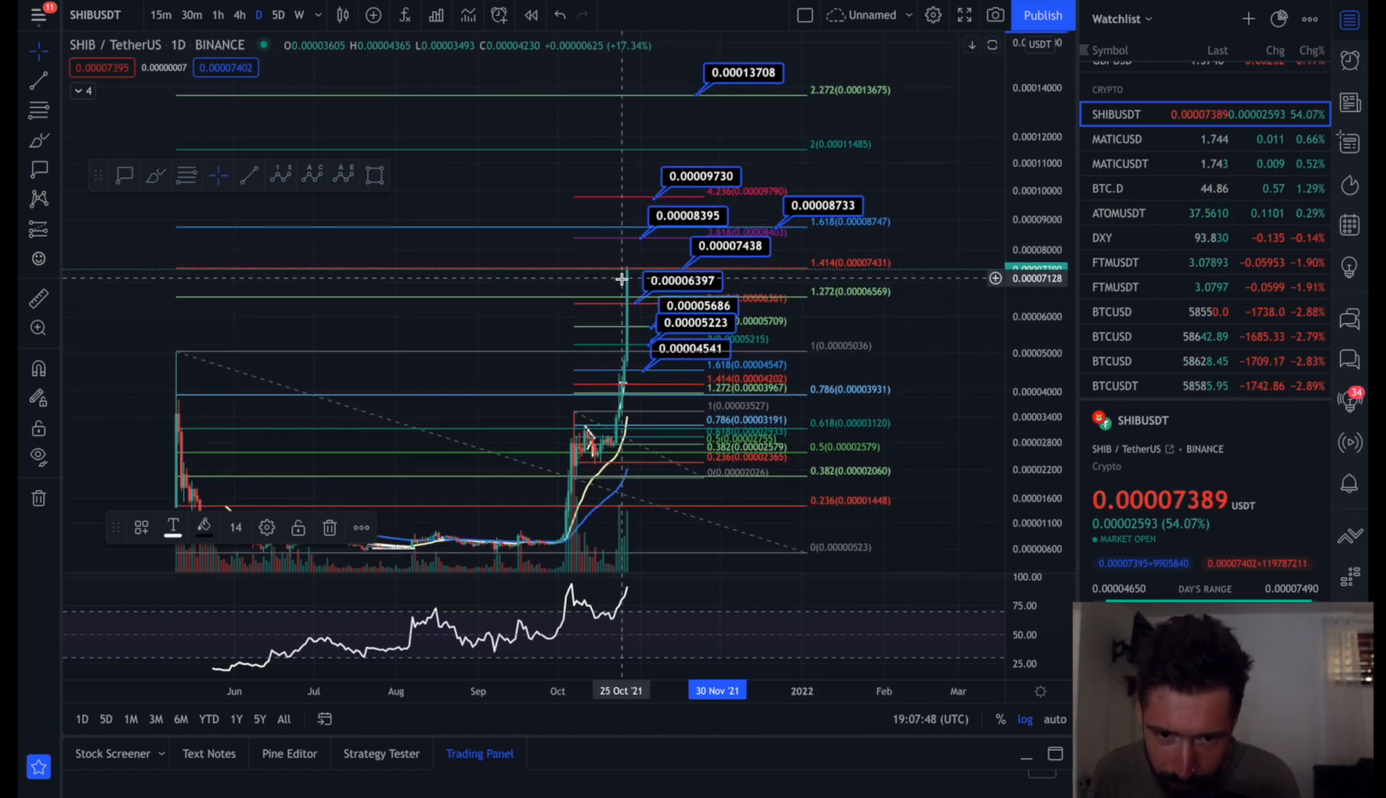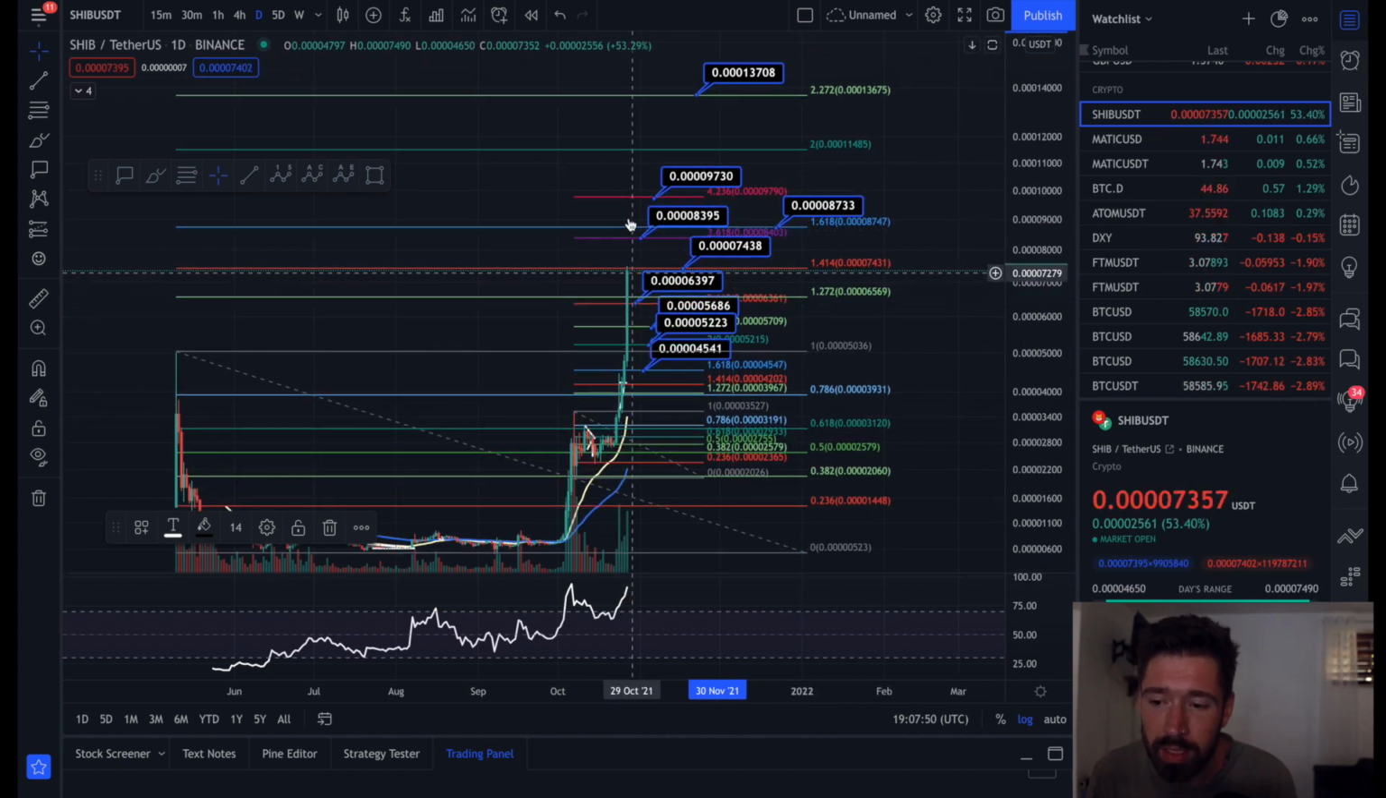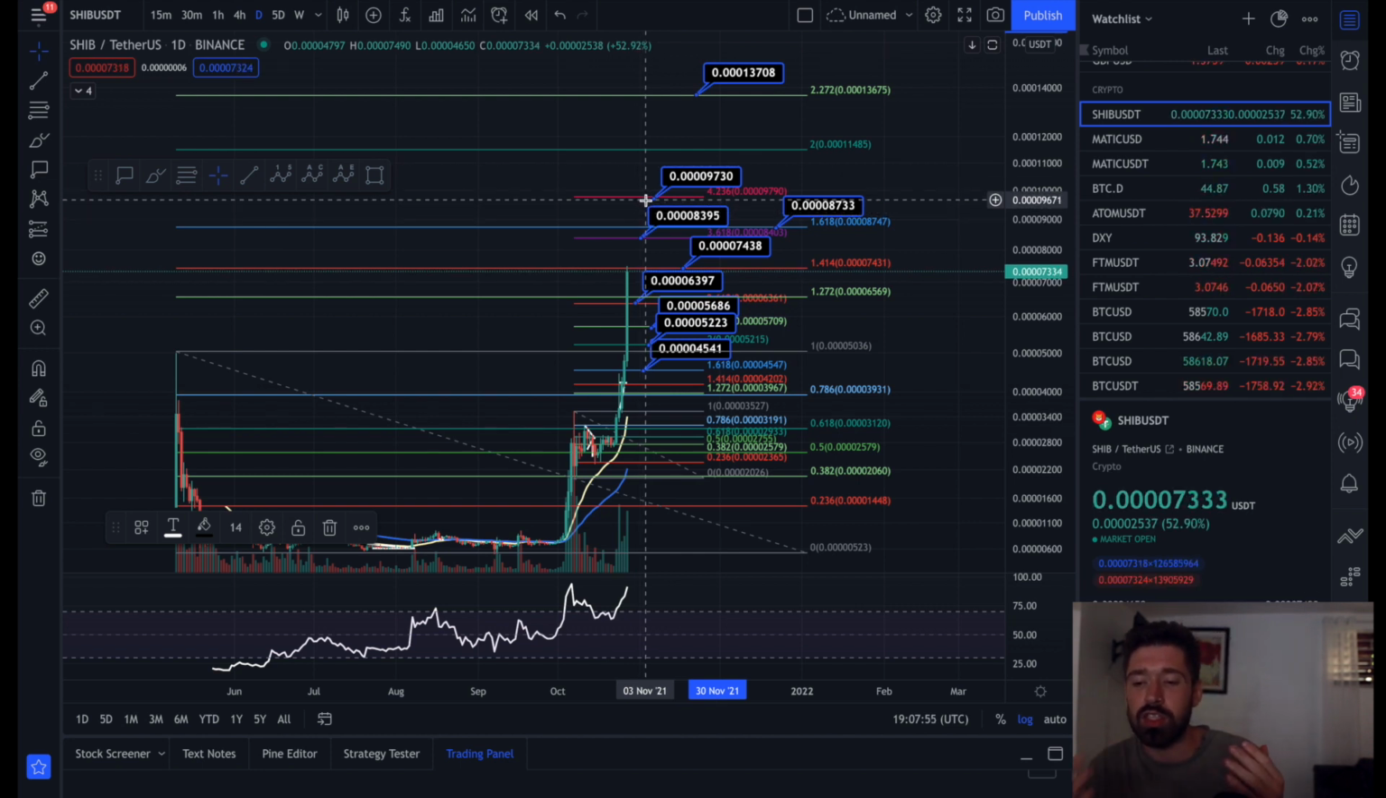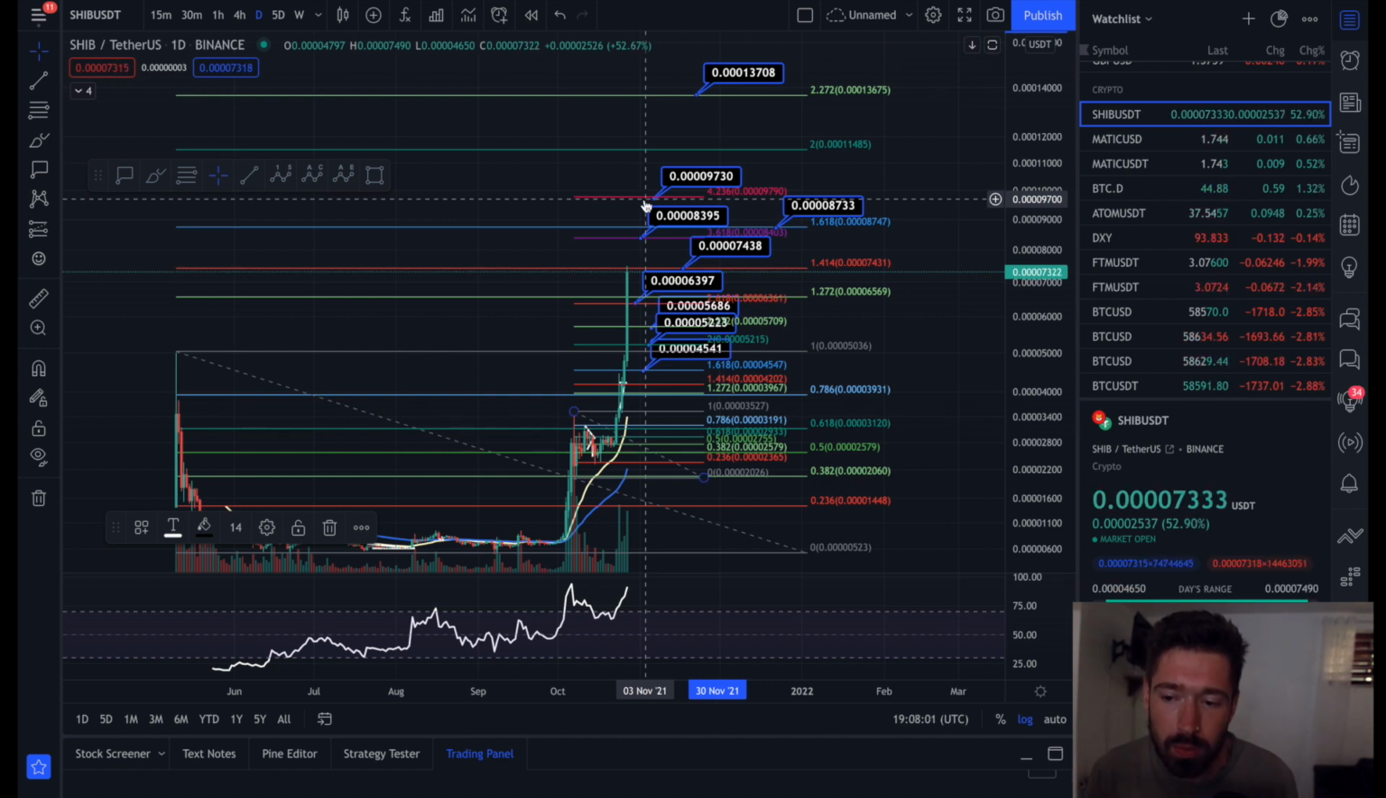All right, guys. So it's a lot of fun. I've been taking profits along the way, but the correction will come and it will be swift. So for anyone trading Shiba, don't be hesitant to take some profits, because the correction can come quickly and it can come hard. So that's basically it for Shiba. Just a quick little analysis.